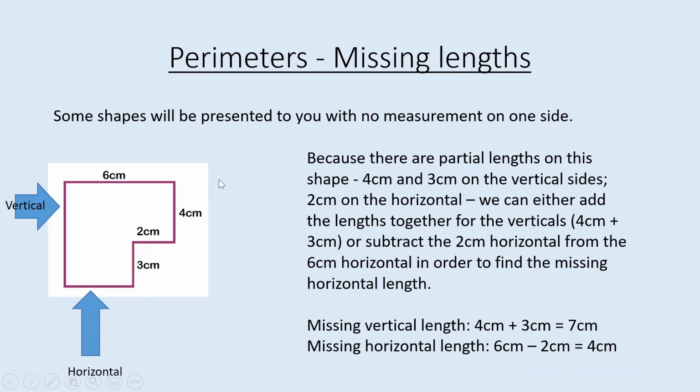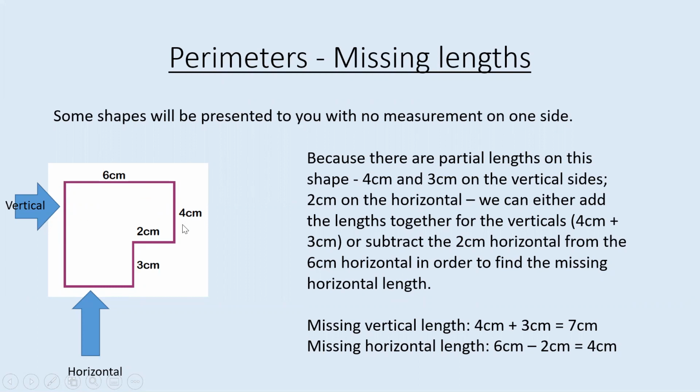Quite often with perimeter problems, you'll be given shapes in which you have no measurement showing on one side. If we have a look at this shape here on the left-hand side, we can see a series of measurements showing us the lengths of certain sides of the shape. But we have a missing measurement here on one of the horizontal sides, which runs from left to right, and a missing measurement here for one of the vertical sides, which runs from top to bottom.